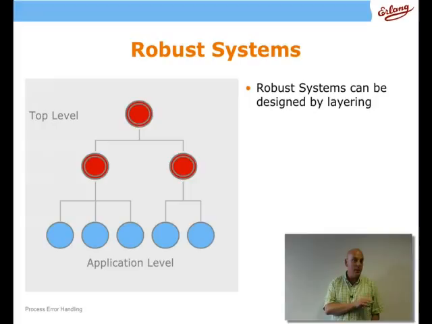In the middle layer, the process on the left is responsible for the first 3 applications, the process on the right for the last 2. And they will monitor those, and then if they happen to fail, the system at the top will take over and deal with that sort of problem.